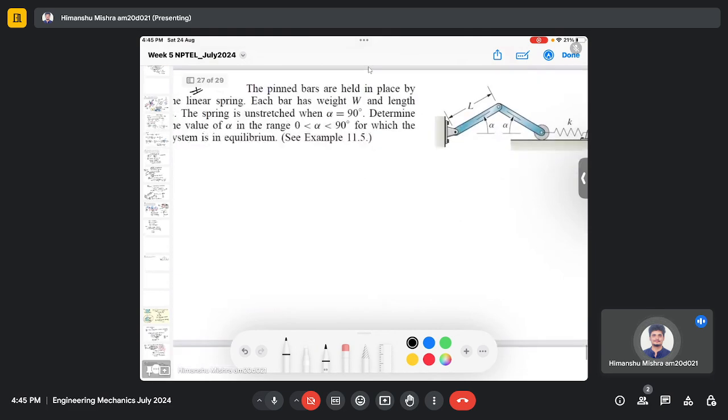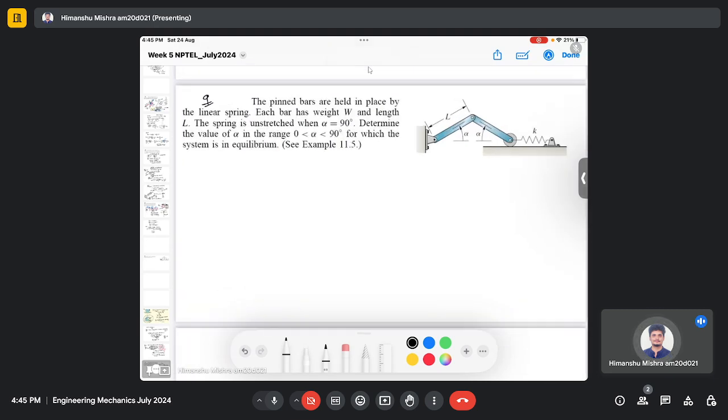And there is a similar question here. Here we are given the pin bars held in place by a linear spring. Each bar has weight W and length L. The spring is unstretched when alpha is 90 degrees. Determine the value of alpha in the range 0 to 90 for which the system is in equilibrium.